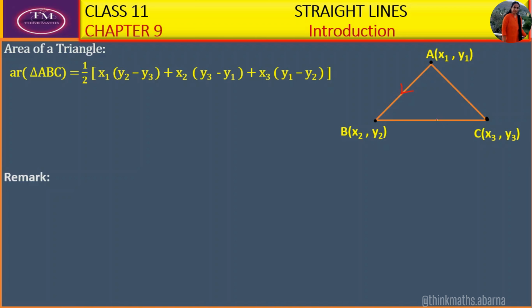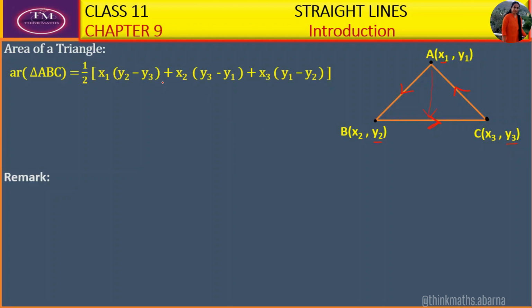Now let me draw the direction. Okay, take this point x1. Who is opposite? Here, this line. BC is the line opposite. Just you can remember easily. 1 by 2 into x1. If you take x1, its opposite line is BC. What is the order? y2, y3. In this order.